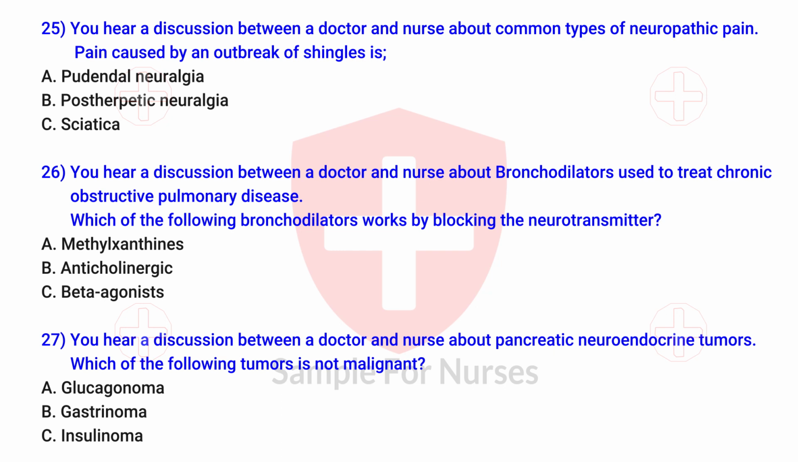Beta-agonists can either be short-acting or long-acting, which are delivered either orally or through a metered dose inhaler. Generally, the inhaled method is preferred as it alleviates symptoms faster.